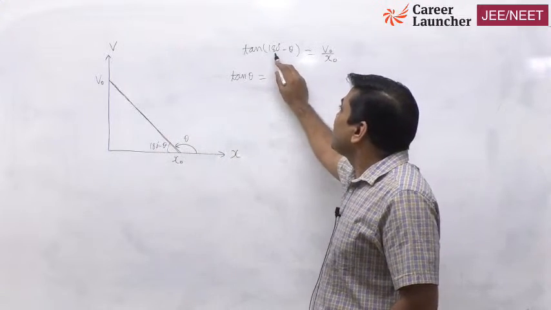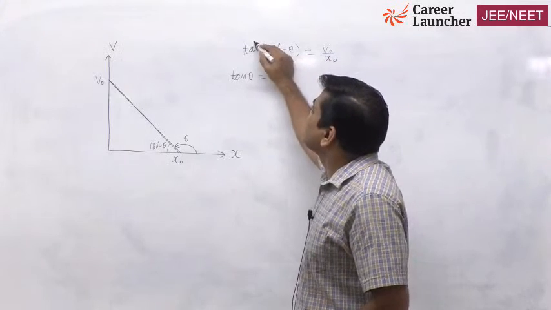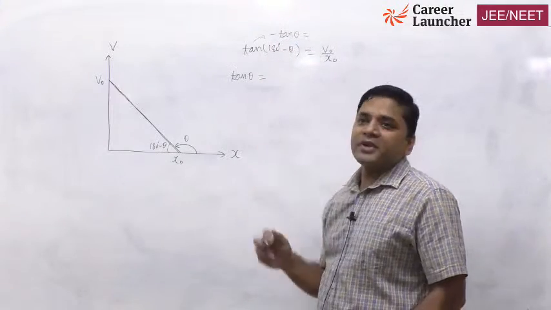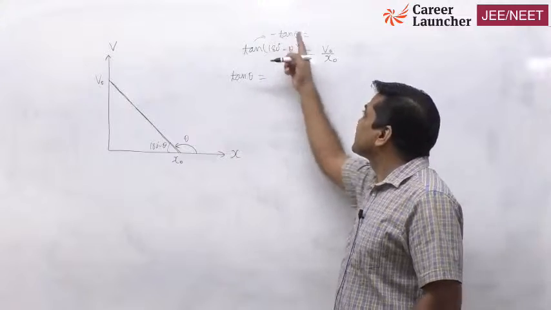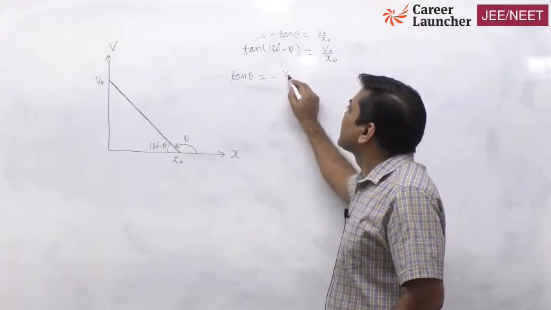So tan of (180 degrees minus theta) is V naught by minus x naught, but you have to find tan theta, and this is nothing but minus tan theta. In the second quadrant, tan is negative, so minus tan theta is V naught by x naught. So tan theta will be minus V naught by x naught.